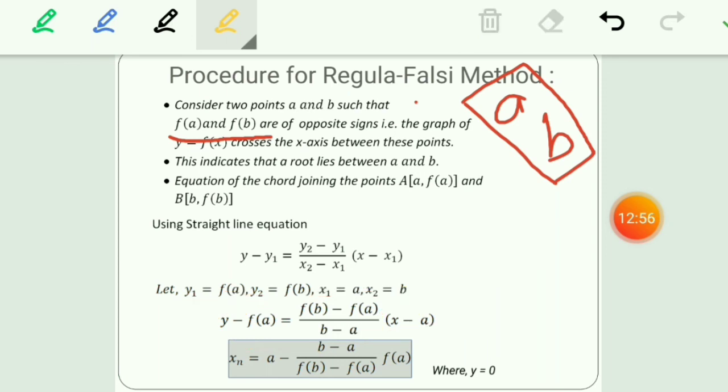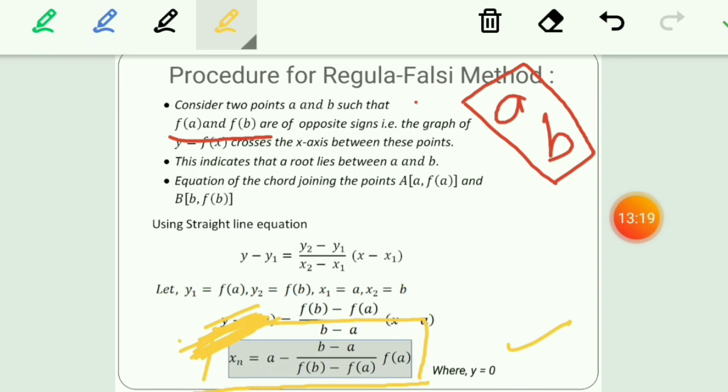So this is my required equation, which is going to be used for the Regula-Falsi method. Here y is 0. This is an equation which should be memorized by everyone for the solution of the Regula-Falsi method. So this is the procedure to get the Regula-Falsi method.